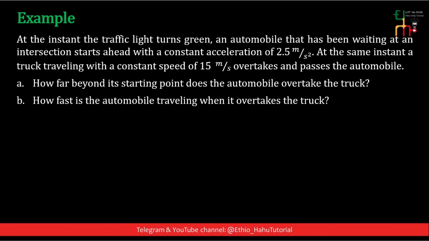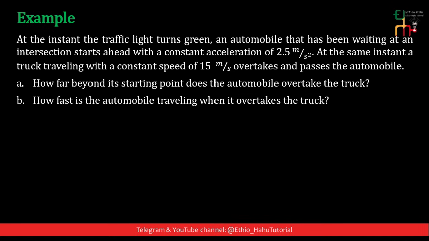At the instant a traffic light turns green, an automobile that has been waiting at an intersection starts ahead with a constant acceleration of 2.5 meters per second square. At the same instant, a truck traveling with a constant speed of 15 meters per second overtakes and passes the automobile. A. How far beyond its starting point does the automobile overtake the truck? And B. How fast is the automobile traveling when it overtakes the truck?